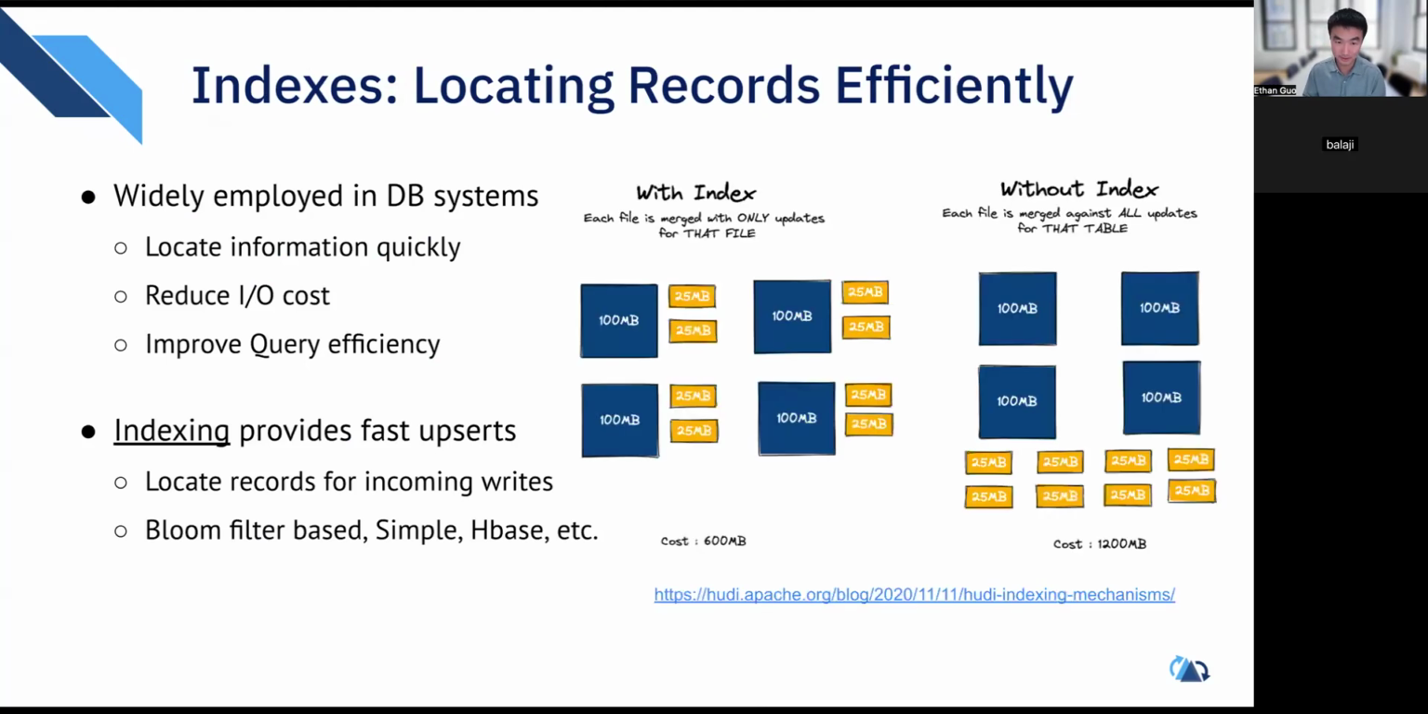As you can see in the diagram, without an index to apply updates and deletes, each data file has to be merged against all the updates and deletes for the table. However, with an index, Hudi merges each file with the updates and deletes only for that file. So as you can already imagine, this significantly reduces the I/O for merging data. Hudi supports different types of index such as Bloom filters index, HBase-based index, and record level index.